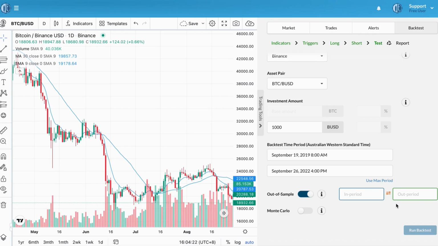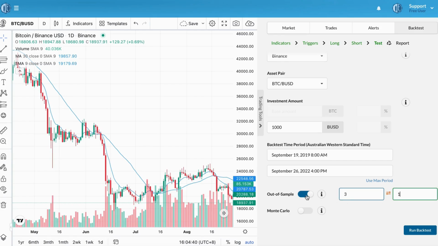By default, the out period follows the in period, but you can switch this around by selecting the orange arrows in the middle. The units here represent a ratio, so inputting a 3 and 1 mean that the data sample will be split so that the in period is 3 times larger than the out period.